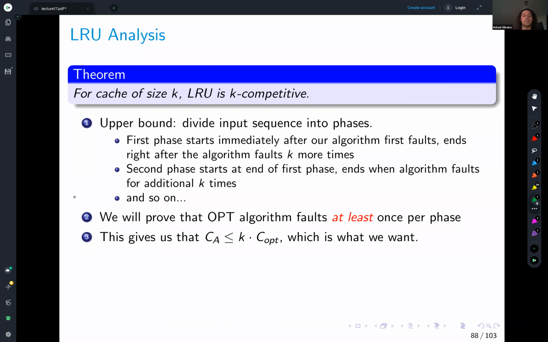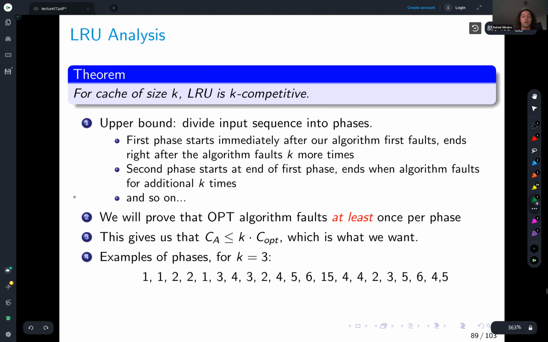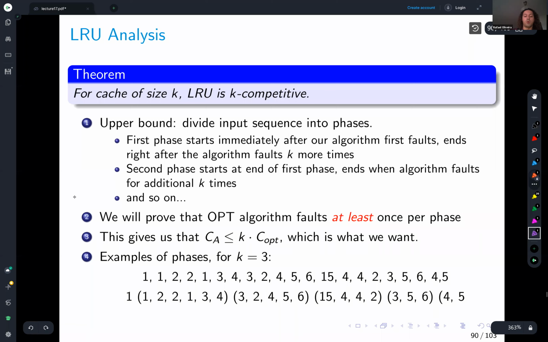As we saw, this gives us the k approximation, the k competitiveness, which is what we want. So let's see an example for cases of phases. For k equal to 3, let's say that this is the request sequence for pages. Okay, so let's see how this example goes.